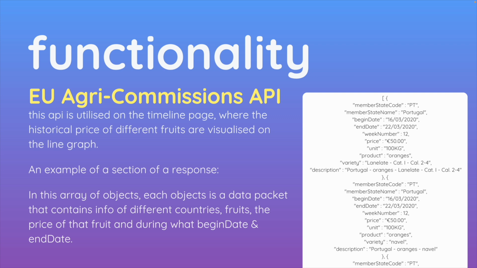The next API that was selected was the EU Agri-Commissions API. This is for the pricing, and you can see the response on the right. It's a bit intense at first, but when you break it down, it makes a lot of sense.